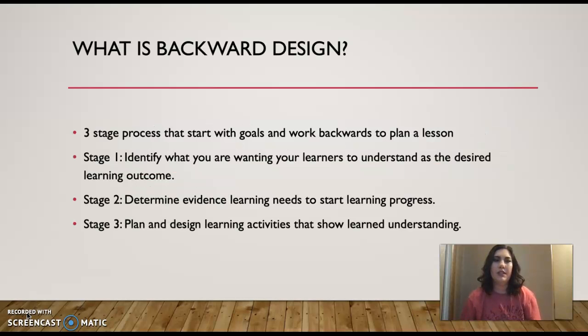So our first question is, what is the backward design? The backward design is a three-stage process that starts with goals and works backwards to plan a lesson. The first stage, Stage 1, is to identify what you want your learners to understand as the desired learning outcome. Stage 2 determines the evidence learning needs to show learning progress. And Stage 3 is to plan and design learning activities that show the learned understanding that you want from your students.